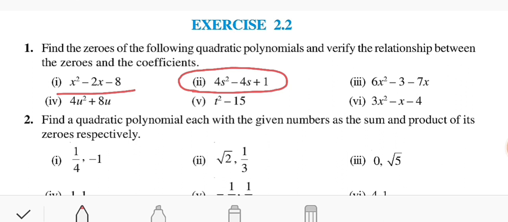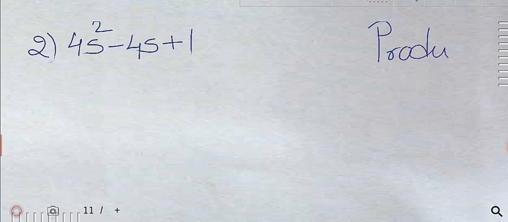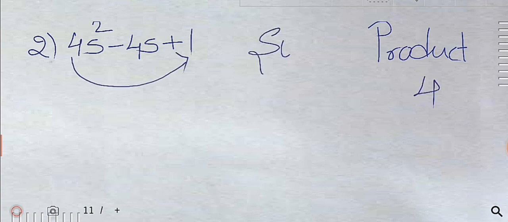Now we are trying to solve this problem. 4s square minus 4s plus 1. By splitting the middle term, the product should be 4 into 1, 4. Sum should be minus 4. Let us take two numbers which when we multiply we should get plus 4, and if we add the same numbers we should get minus 4.